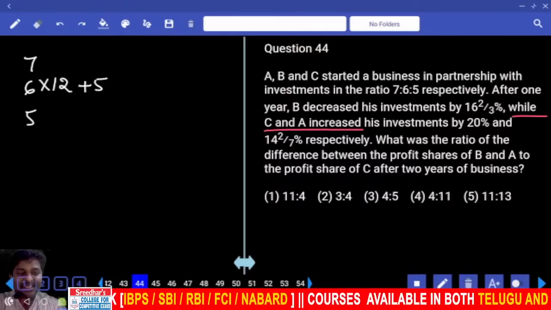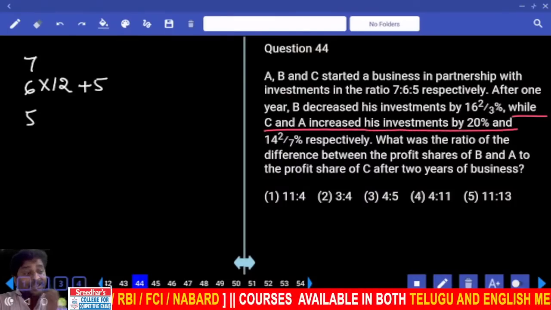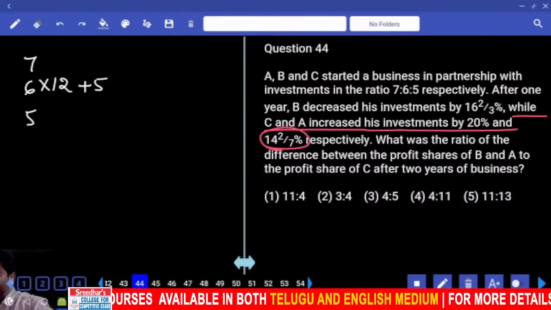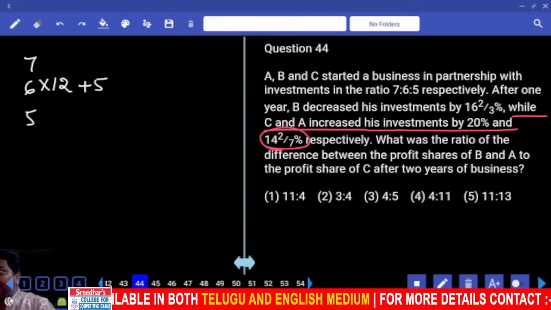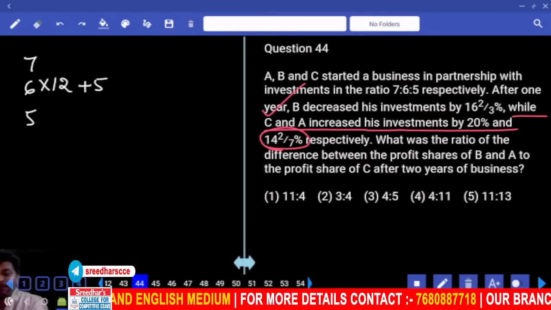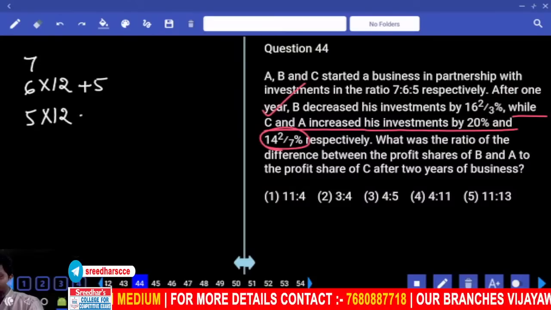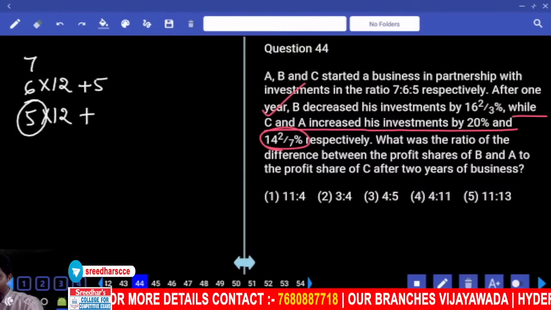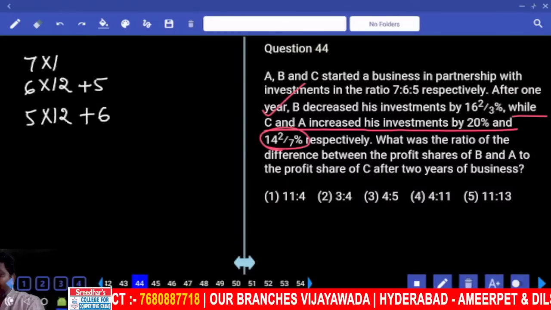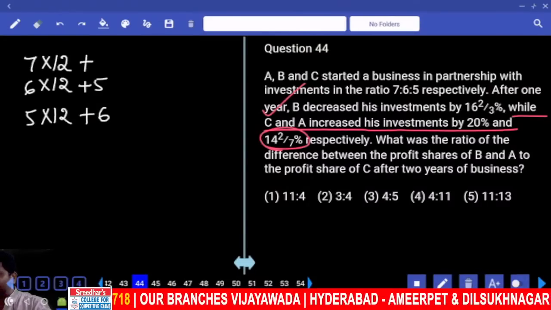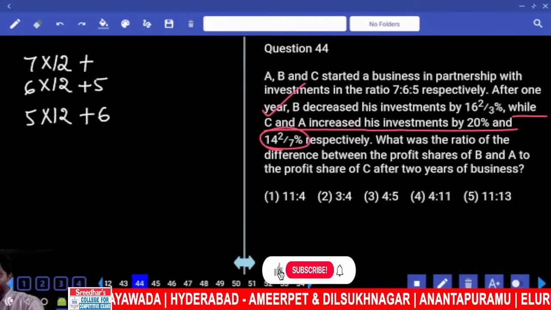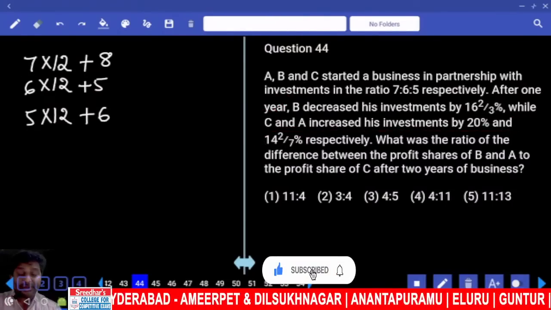While C and A increased his investments by 20% and 14.2/7%. 1/7. Order is important. Who is the first person now? C increased by 20%. After 1 year only, right? 12 months. 20% of this number. Increased by 6. Whereas A also initial investment is there for 12 months. Then increased by 1/7. 1/7 of this number. Increases 8. Now new time period we don't know.